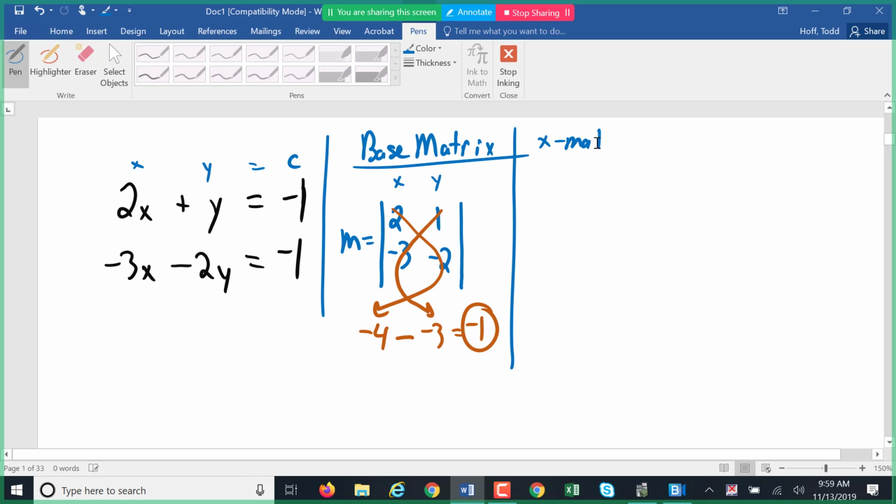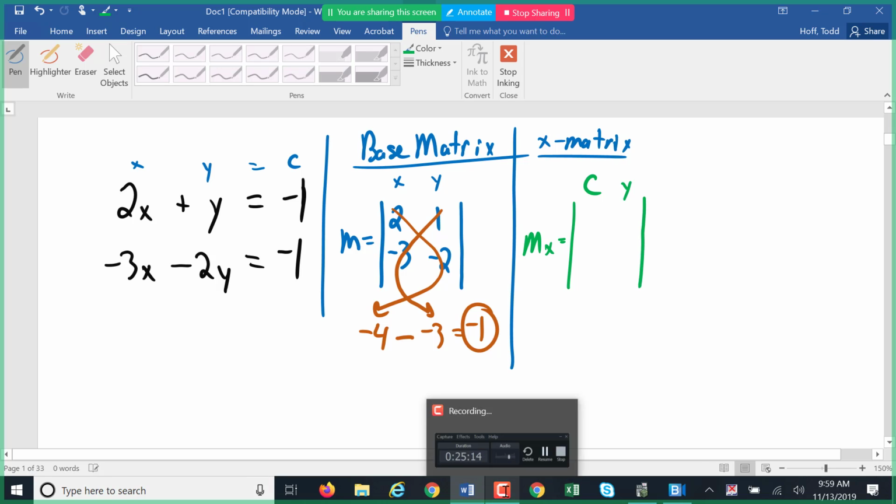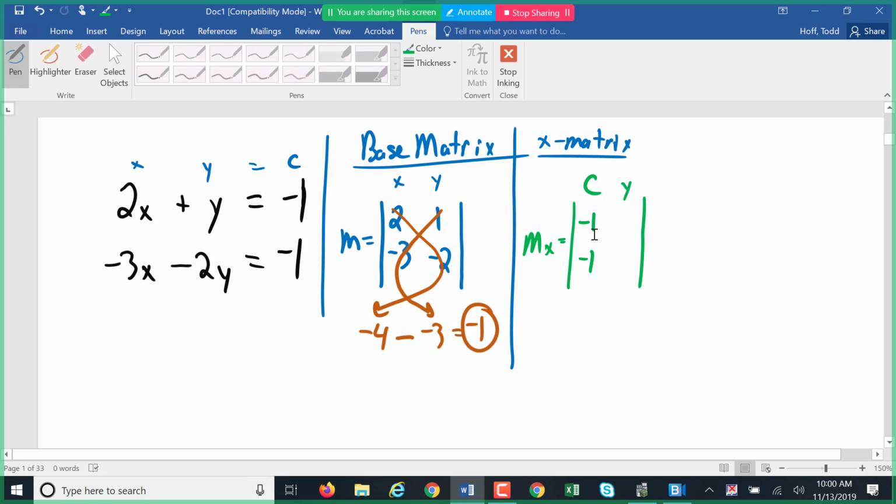Okay. Next, I'll have you set up and find the determinant of the X matrix. Remember, in that matrix, we replace the X coefficients with the constants. So our constants are both negative 1 and negative 1. The Y column is 1 and negative 2. Down diagonal, negative 1 times negative 2 is 2, minus up diagonal, negative 1 times 1 is a negative 1. 2 minus a negative 1 is a 3 for the determinant of the X matrix.